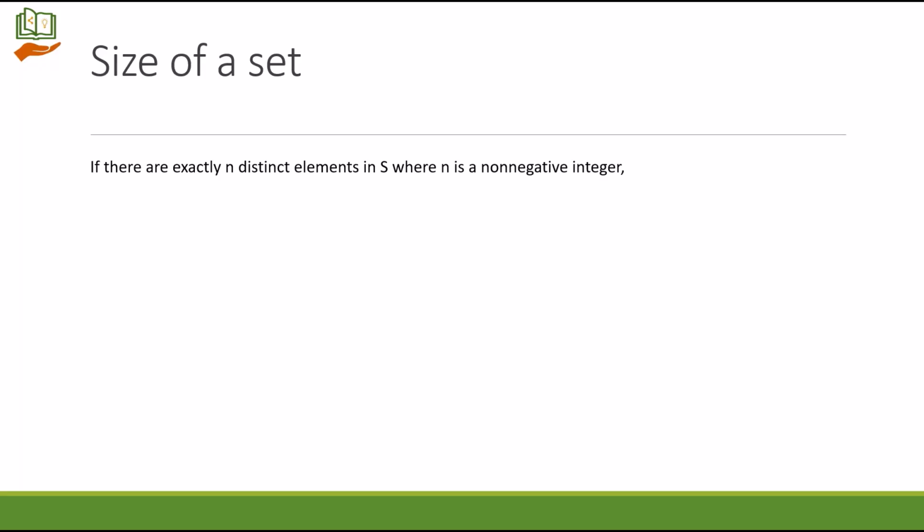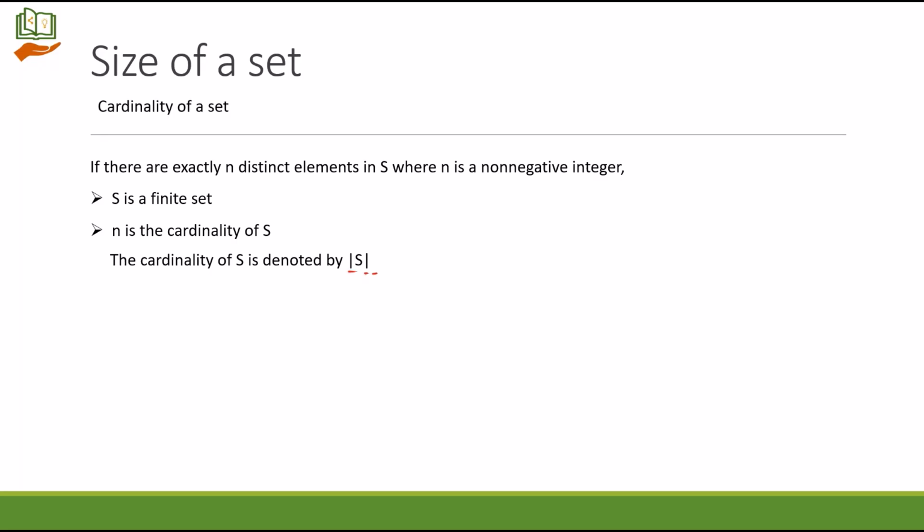If there are exactly n distinct elements in S, where n is a non-negative integer, it means n can be 0 to any number, S is a finite set. It means you can count the number of elements of the set. N is the cardinality of S. The cardinality of a set is denoted by this symbol. The size of the set can be termed as cardinality of a set. What is cardinality? It will count the number of distinct elements in a set.